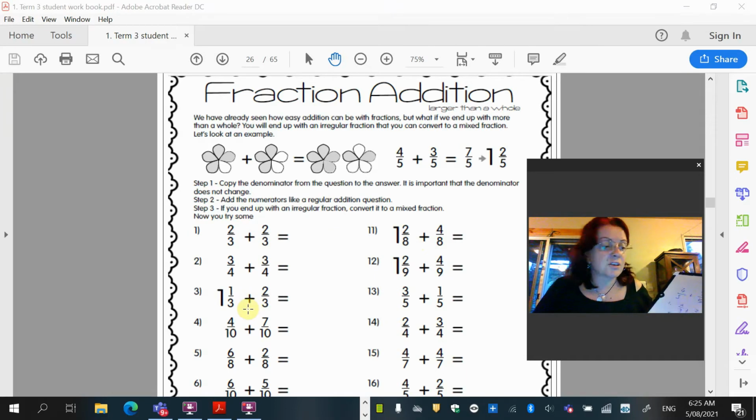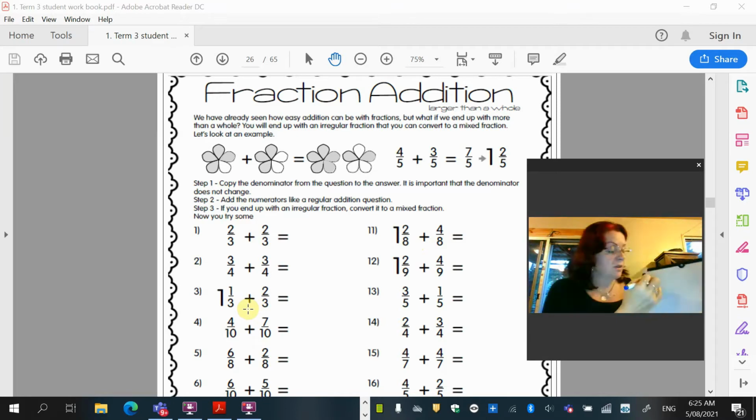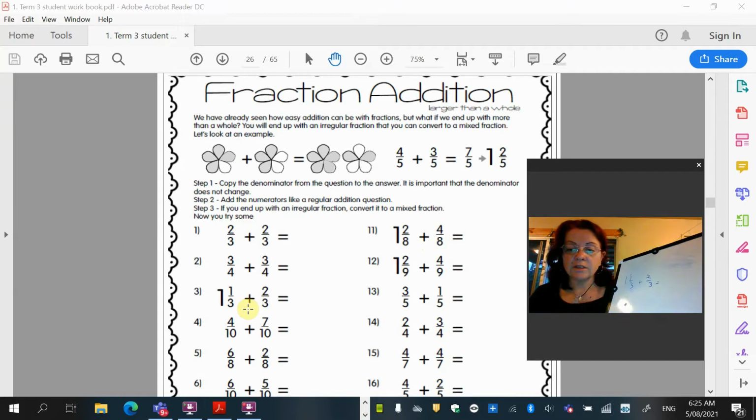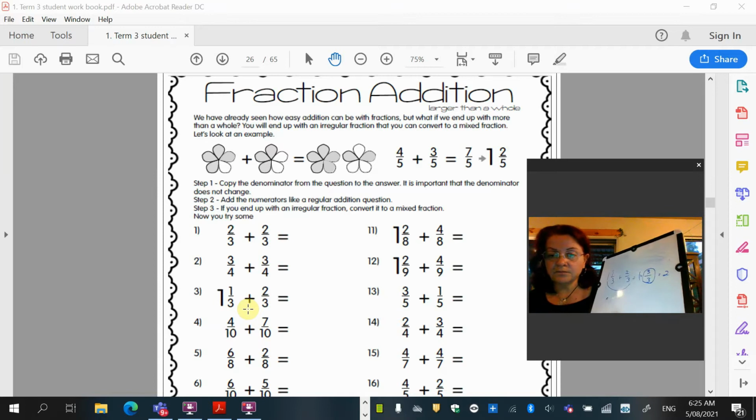Now for the mixed fraction, a really, really easy way of doing that is it's 1 and 1/3 plus 2/3. So straight away we're going to take the 1 over because we know we've already got 1 whole. 1/3 and 2/3, 1 and 2 is 3, so that makes another whole, doesn't it? So we add them. 1 plus 1 equals 2. Okay?